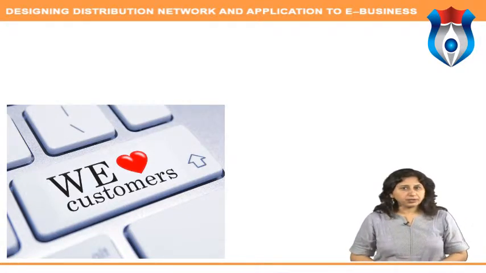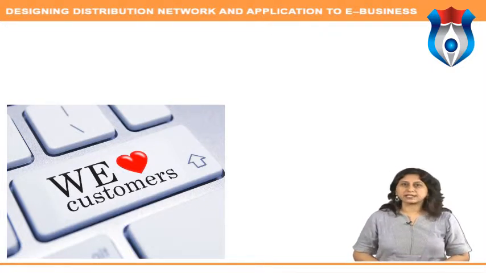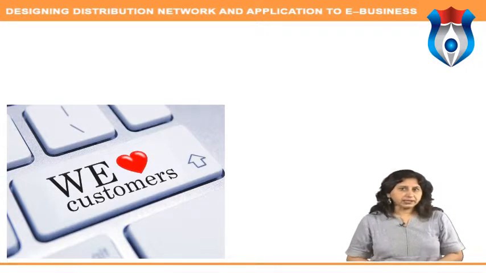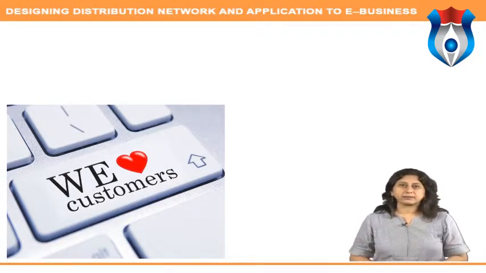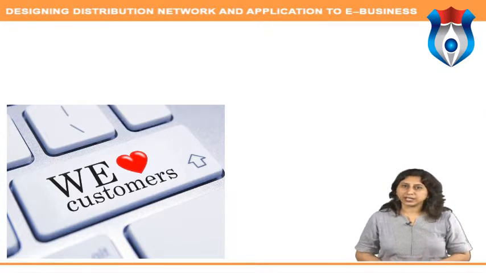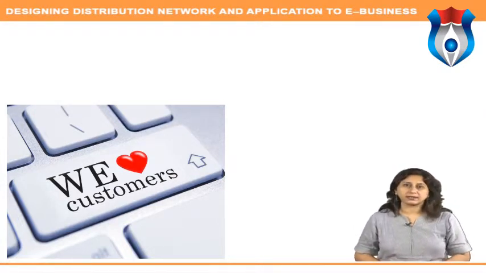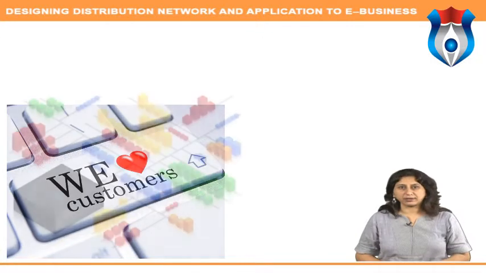These include response time, product variety, product availability, customer experience, order visibility, return ability. Changing the distribution network design affects the following supply chain costs: inventories, transportation, facilities and handling, information.